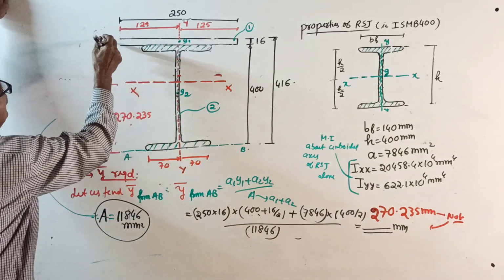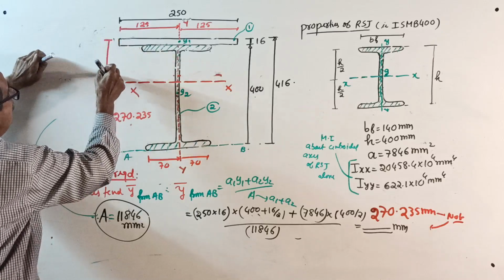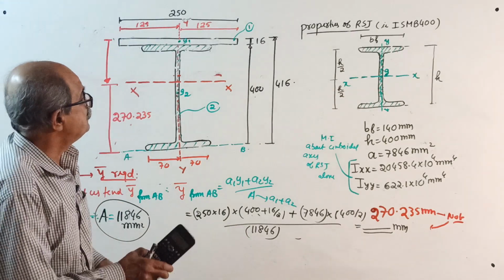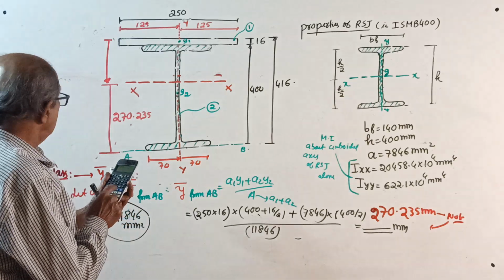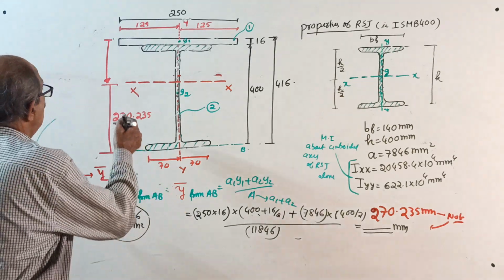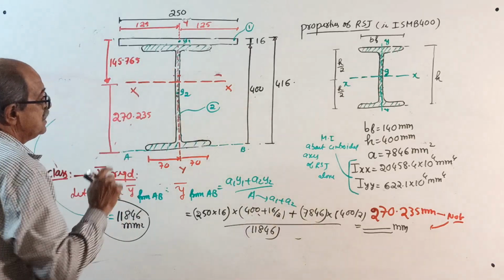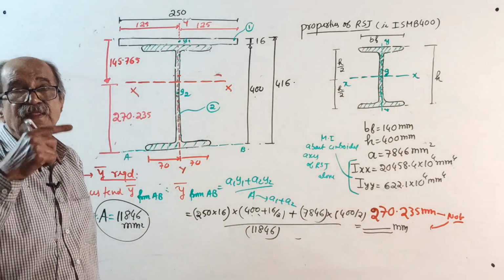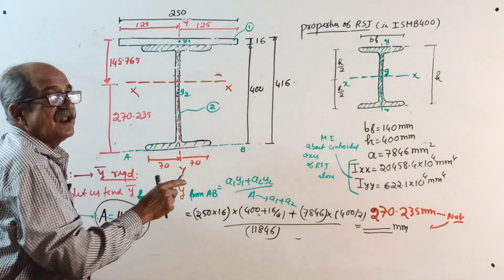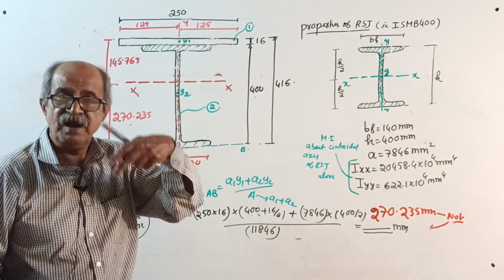Now do one thing. From the topmost edge to here will be how much? Calculate: total 416 minus 270.235 is 145.765. In this question, XX symmetry is not there. Next time when I do a question where there is one plate here and also one more plate here, at that time XX is also symmetrical, so no location of centroid is needed. Next time I will tell.